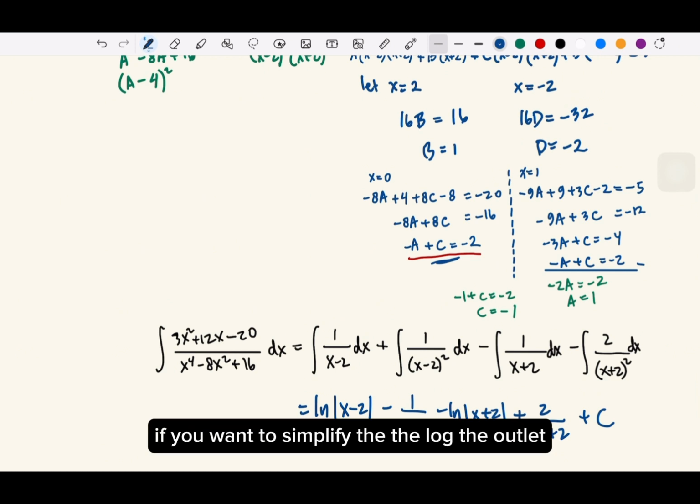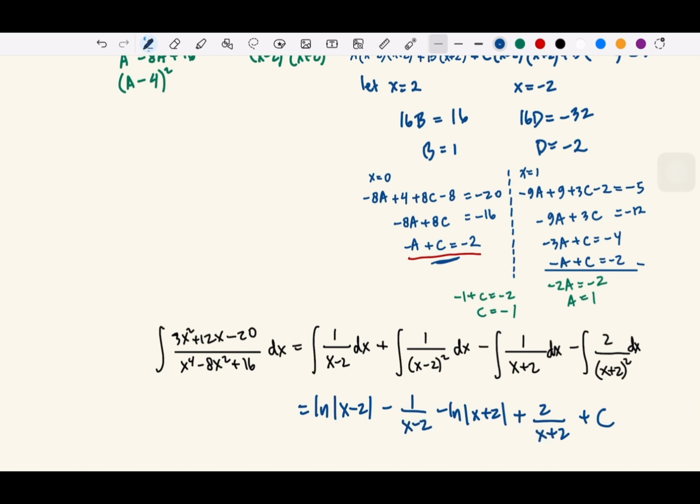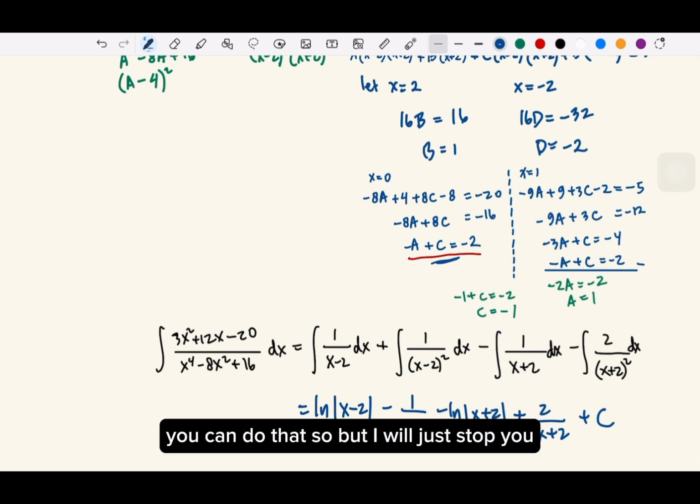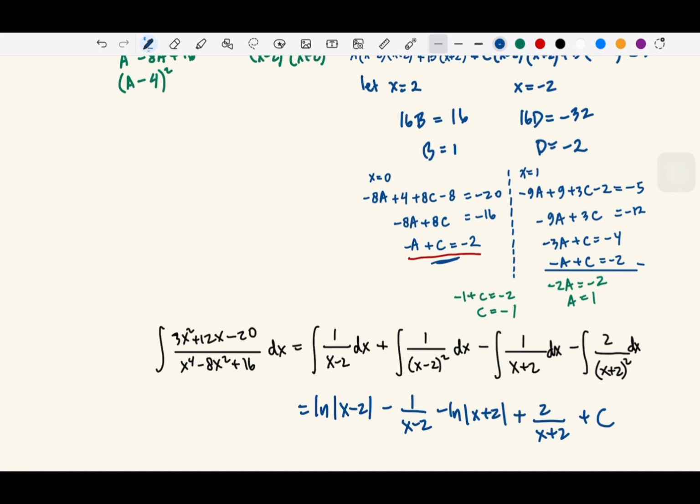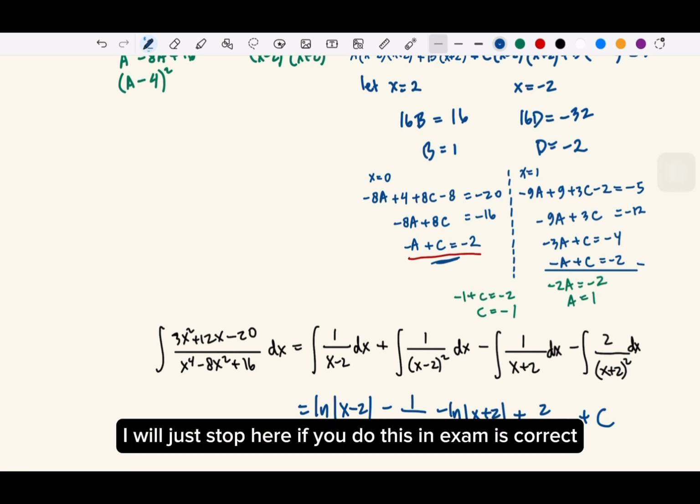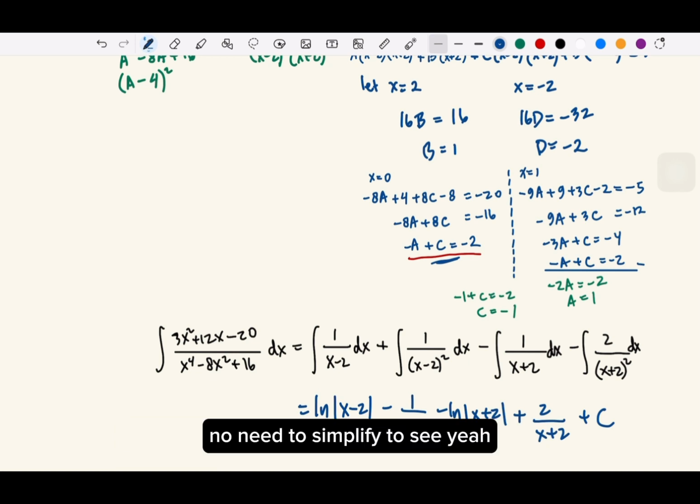If you want to simplify the log of the ln, you can do as well, but I will just stop here. I'm lazy now. If you do this in exam, it's correct. No need to simplify to the end. Just the important point is the partial fractions and the integration. Okay?